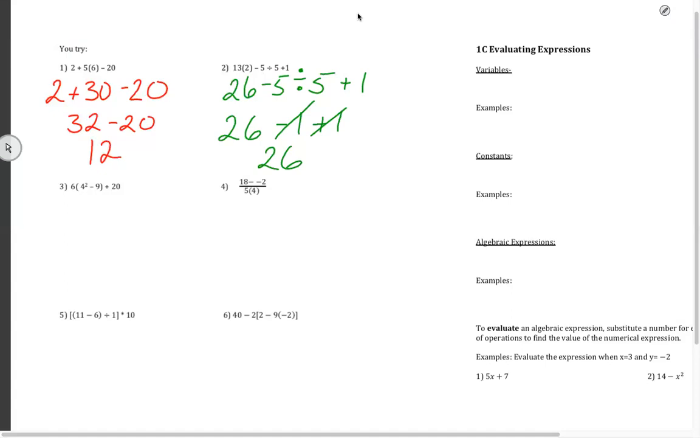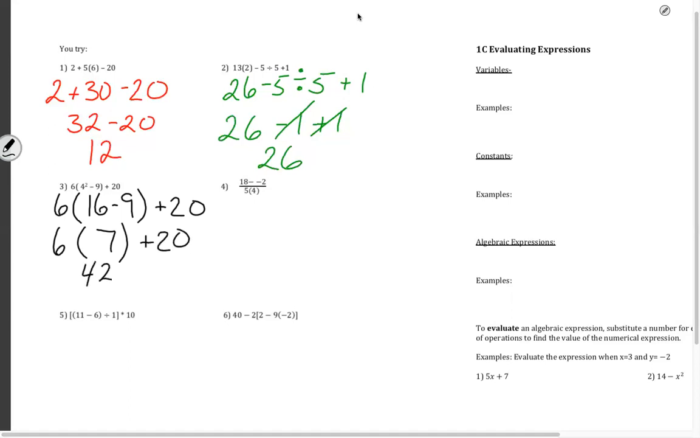Let's go with Nate. Nate, did you happen to get number three? Was it 62? I don't know. What'd you do first? First I found 4 to the second power, minus 9. Okay, so you got 16 minus 9. 16 minus 9, what is that? 7. Oh, okay. And then 6 times 7, that's 42. That's easy. So you said 42, right? Yeah. I agree. Nice job.